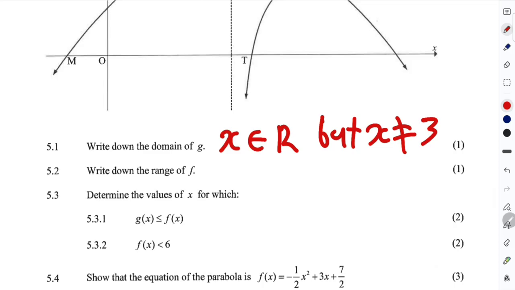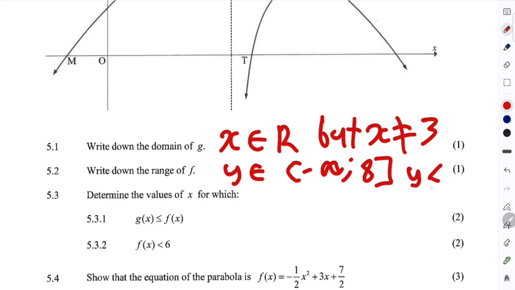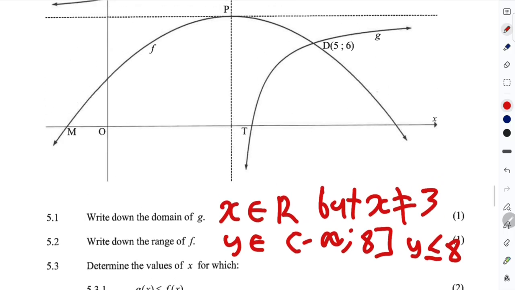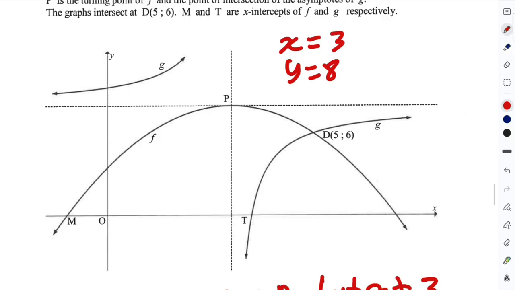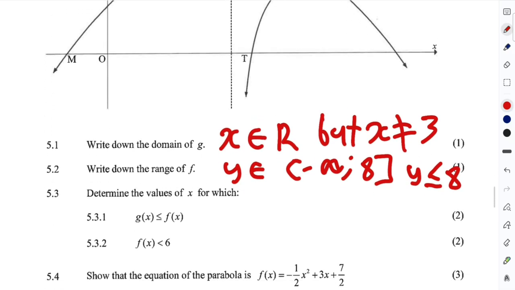So then what's the answer? The answer would be y is an element of negative infinity to 8, with 8 included. Or I can just say y is less than or equal to 8, because the values of y are going to be 8 or less than 8, from 8, 7, 6, 5 up until it goes to negative infinity. If I write either of them, that's correct.